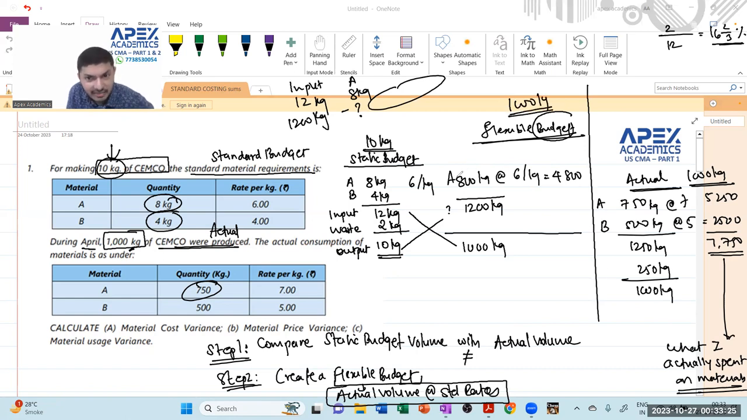You have estimated that for A you are going to spend 4800, but in reality how much did you spend? 5250. So you spent 450 rupees more on A. Agreed or disagreed? Please tell me that.